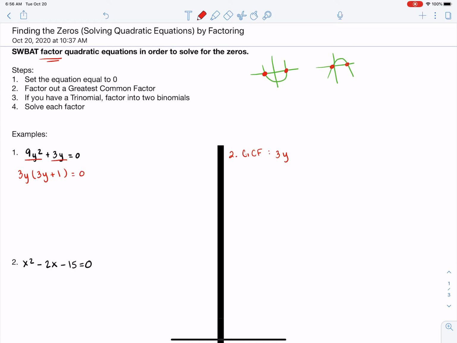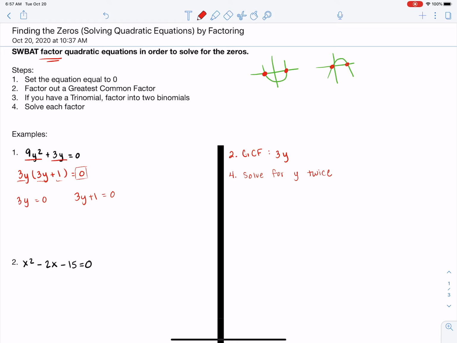All right, now step 3, if you have a trinomial, factor into 2 binomials. I don't have a trinomial anymore. I have a monomial, 1 part, and I have a binomial, 2 terms. I don't have a trinomial, so I can skip step 3. Step 4 says we need to solve each factor. So in step 4, I'm going to solve for y twice, because I'm going to take my factors and split them apart. So my first factor is 3y, make that equal 0. My second factor is 3y plus 1, make that equal to 0. Because it's equal to 0, I can solve each of them for 0.